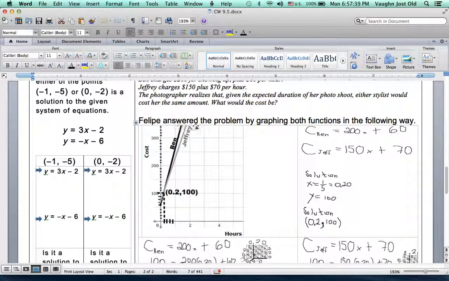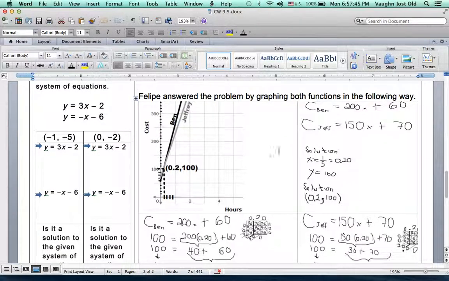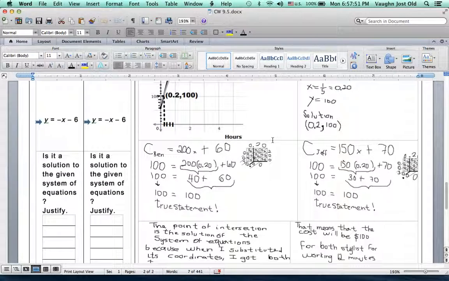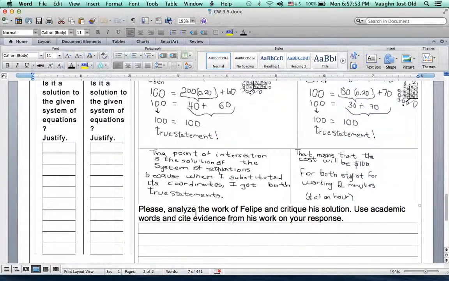Okay, so Felipe now did this work down below, and our job here is to look through Felipe's work and see whether we agree with the steps that he took or disagree. Okay, so we're going to analyze the work of Felipe and critique his solution. So maybe we agree, maybe we disagree, but we need to use academic words and cite evidence from his work as we write out our response down below here.